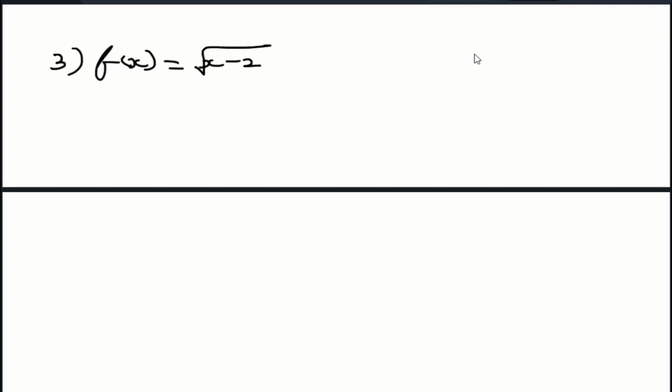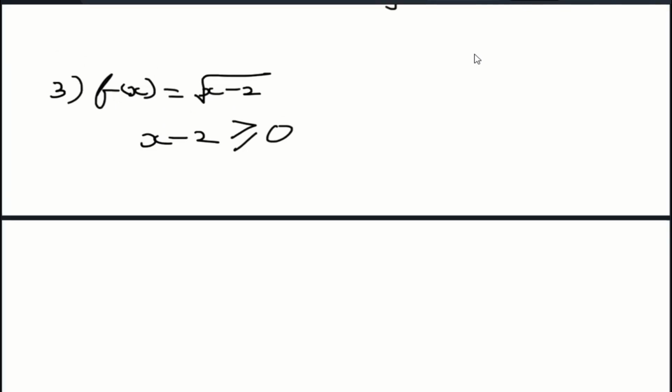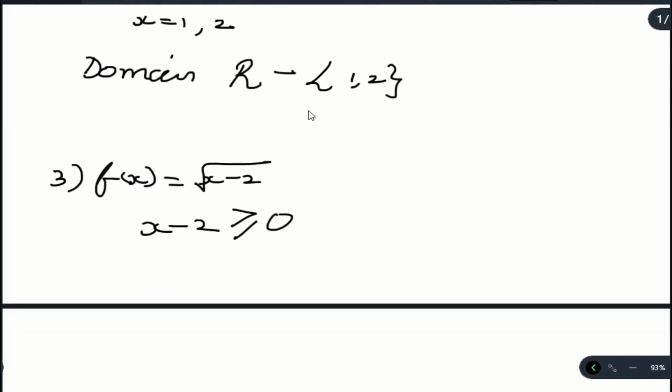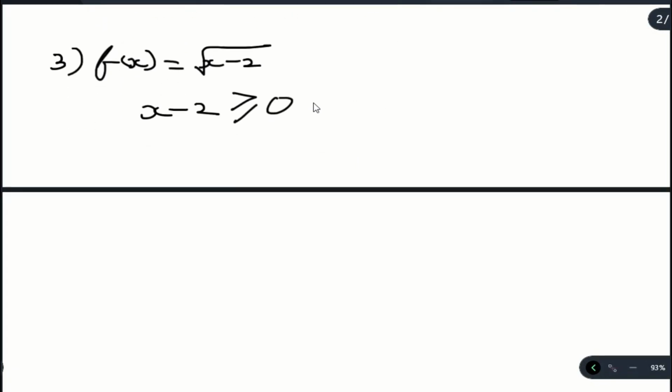So, for this function to be well defined, since it is on the numerator, it can take 0, but inside the root it cannot be negative. So I can write x minus 2 to be greater than or equal to 0. It can take even 0 since it is on the numerator. In the previous questions, we were looking at the denominator, so I said it should not be equal to 0. But here it is under the root, so it can definitely take 0 also. So I can write x to be greater than or equal to 2. So what can you say about the domain?